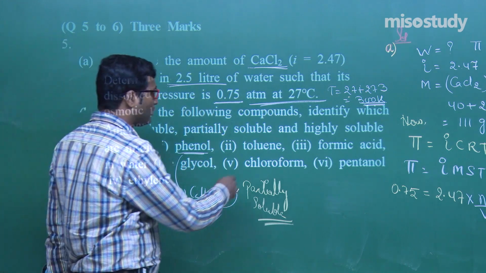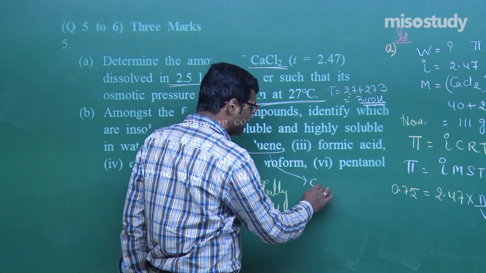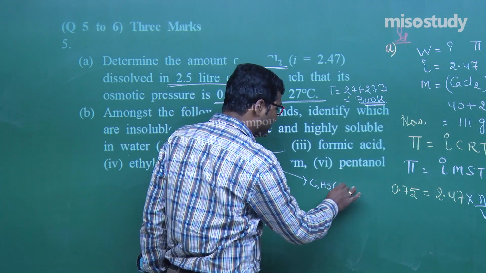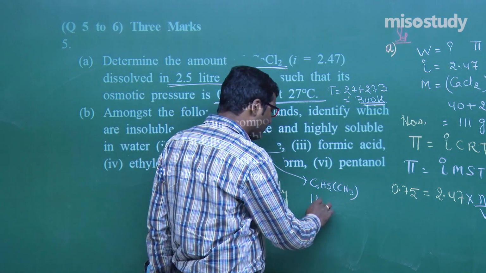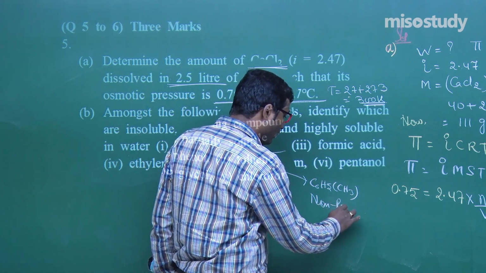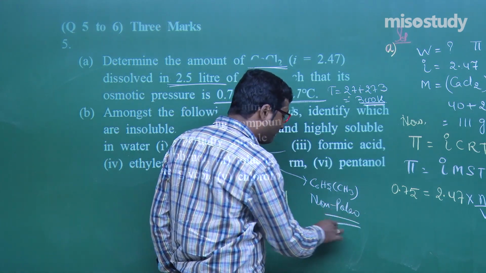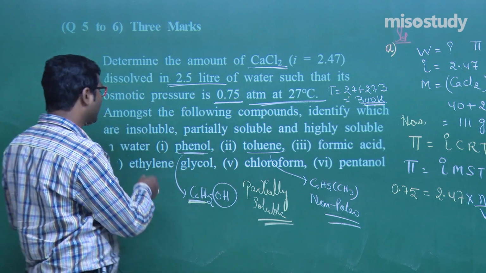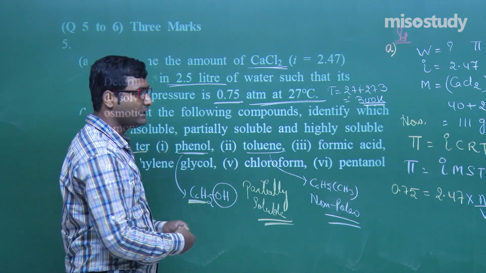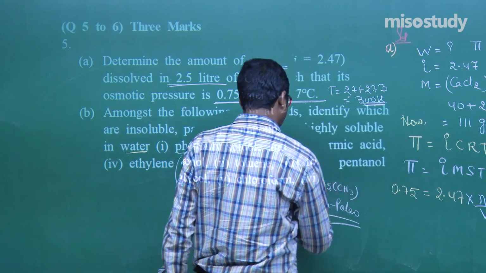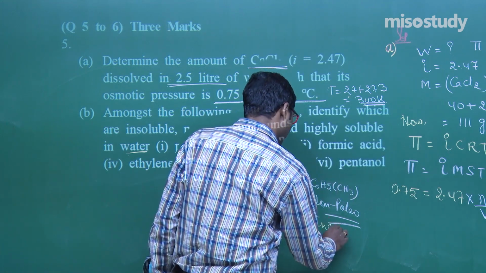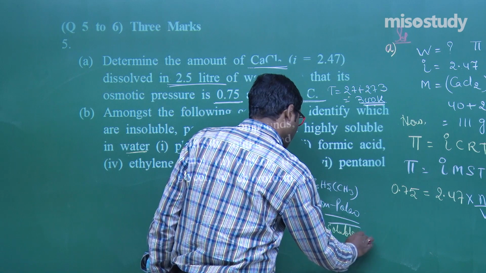Now if I talk about toluene, toluene is C6H5CH3. This is the case. As we know, this is a non-polar molecule, and polar dissolves polar and non-polar dissolves non-polar. Water is a polar molecule, but toluene is non-polar, so it is, my friend, insoluble. What I am telling, it is insoluble.